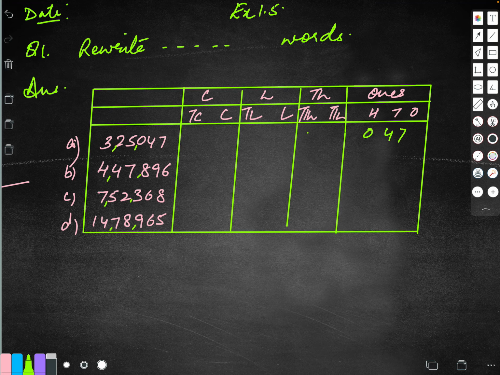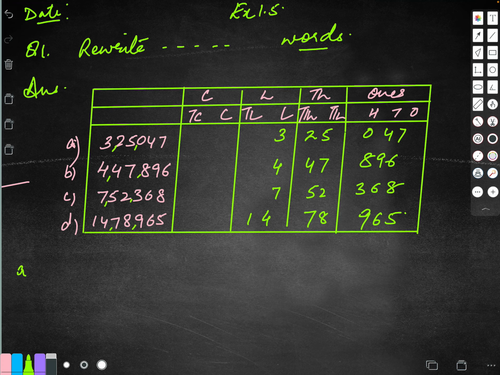047 in the ones period, 25 in the thousands and 3 in the lakhs. Then 896, 47 in the thousands and 4 lakhs. Then I have 7 lakhs 52,368. And then I have 14 lakhs 78,965.